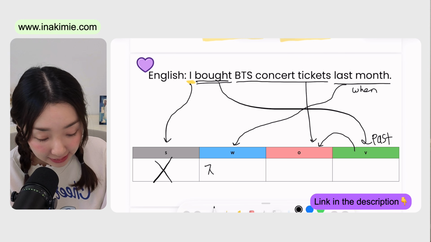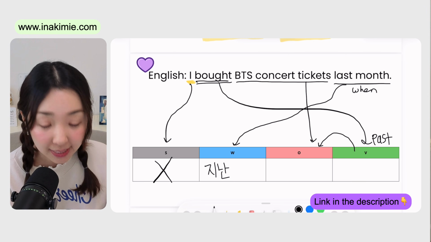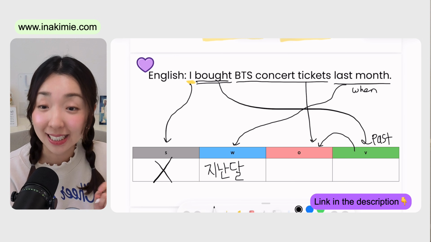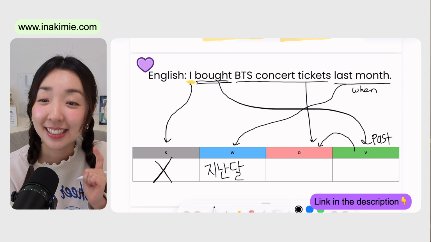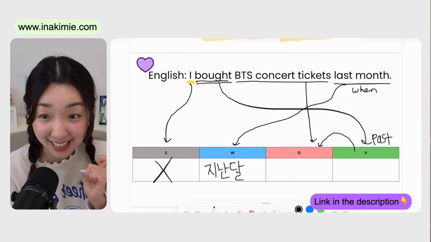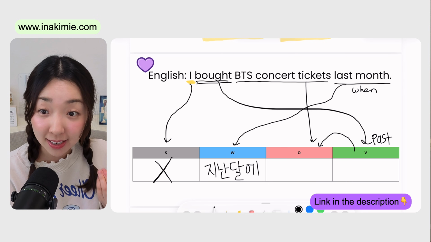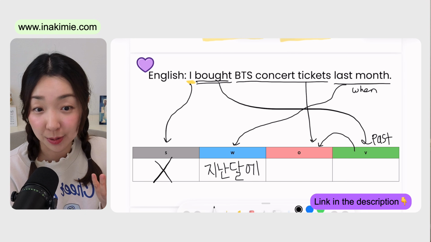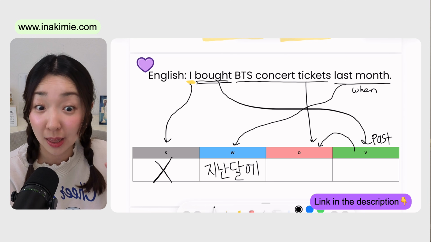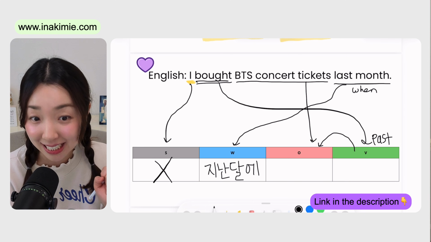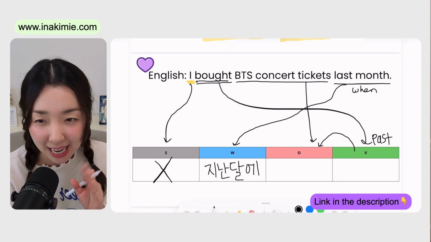Now, when is last month? That is 지난달. 지난 is last, 달 is month. Everybody say 지난달, 지난달, 지난달. Now, we need a particle. That's your when particle, for time and location too. And of course, I talk about all the particles inside of my program so you know exactly when to use what.